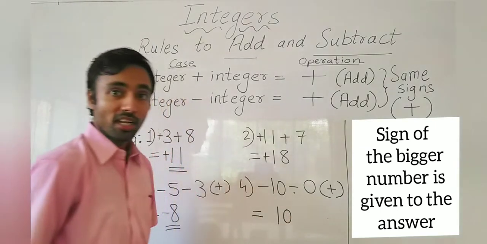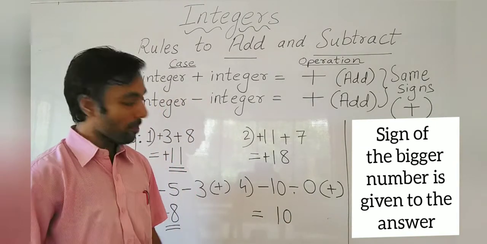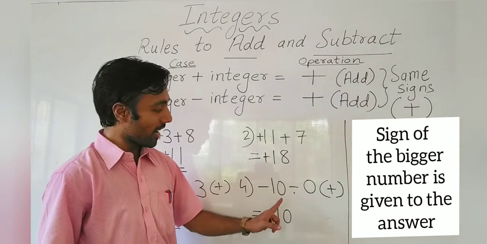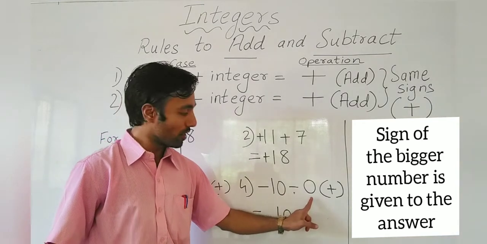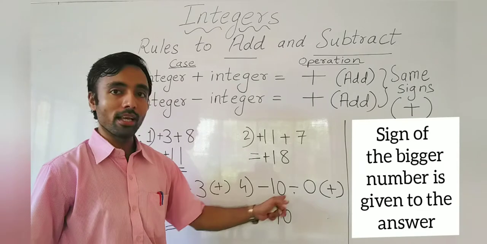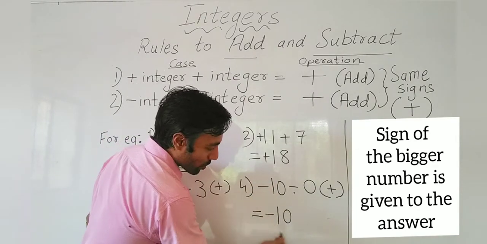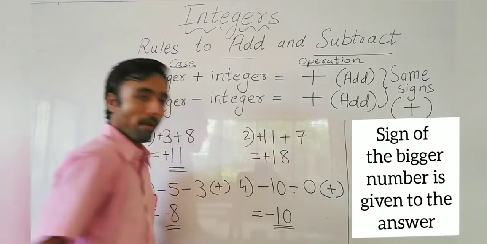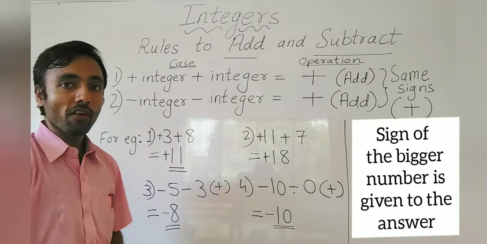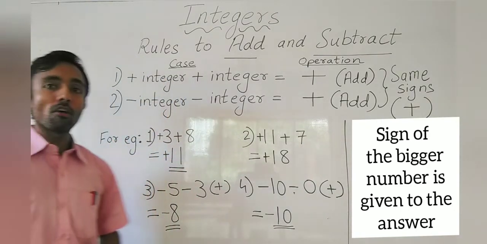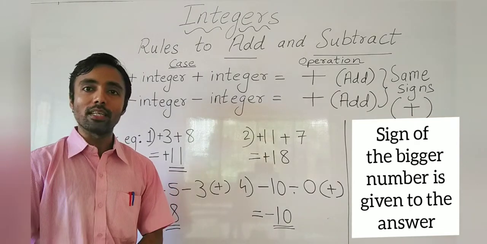But have we finished yet? No. What will be the sign of 10? The sign of the bigger number. So in 0 and 10, 10 is the bigger number. Its sign goes to the answer. So this is your final answer, minus 10. I hope you have understood the first two cases. Now for the second two cases, we will see the examples.